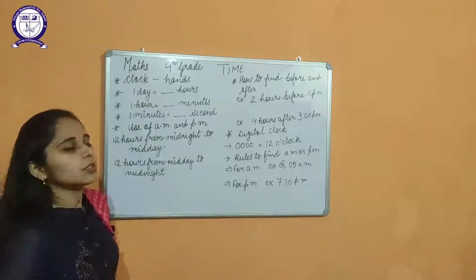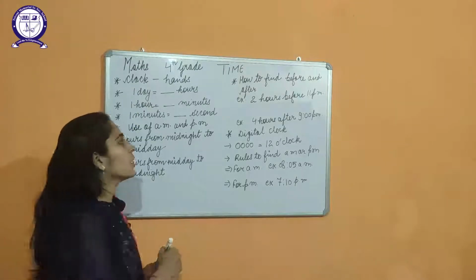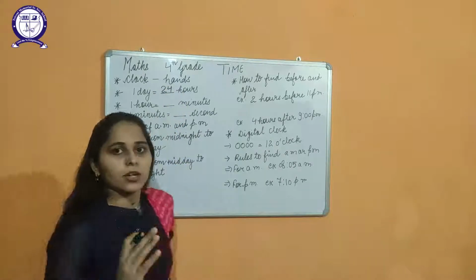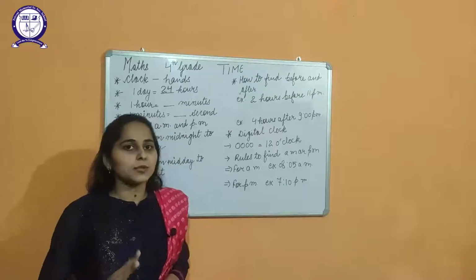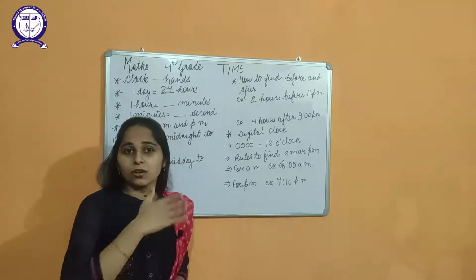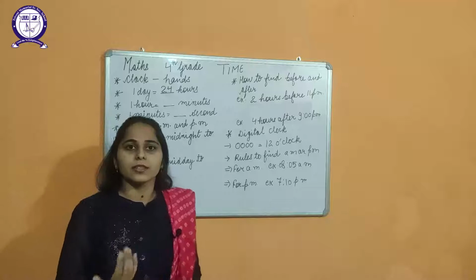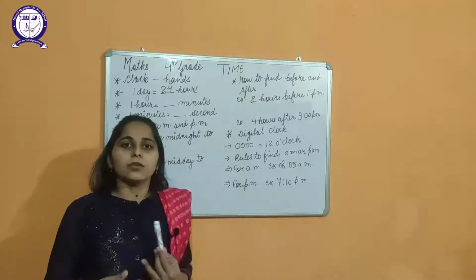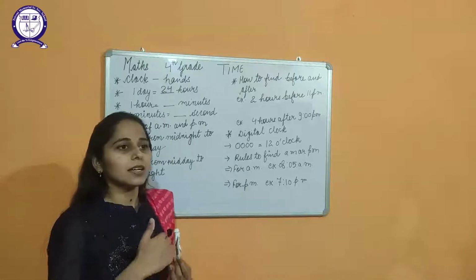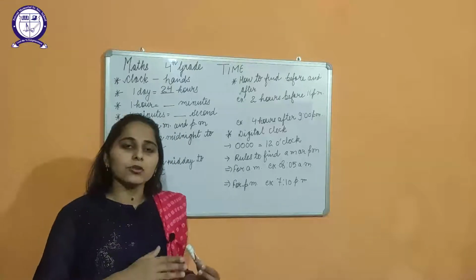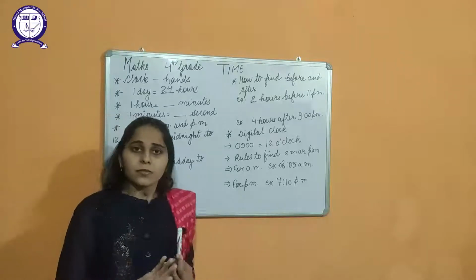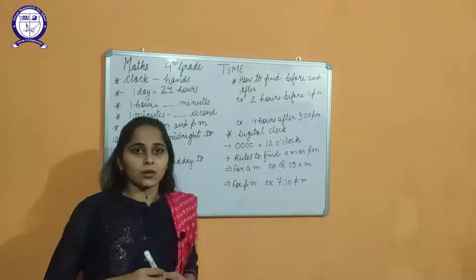So 1 day is equal to how many hours? Our clock is divided into 12 hours. There are 2 types of clock, 12 hours and 24 hours. 24-hour clocks are present in the railway stations, or in digital clocks, like your phones also provide a facility to look at the digital clock. In that, the time goes from 12 and up to 24. So our clock, which we use in our homes, is a 12-hour clock.